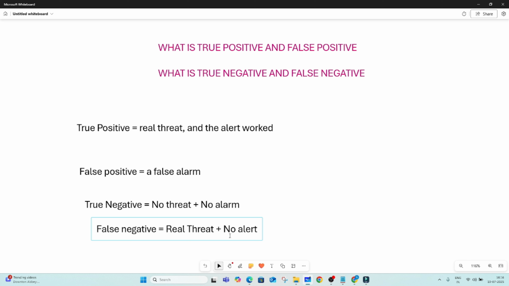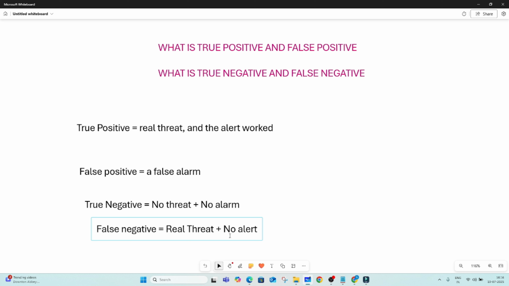So that's it guys. Your alert can be right or wrong, just like your camera. In cyber security, we try to reduce false positives so we don't waste time, and avoid false negatives so we don't miss real attacks. In my next video, I'll show you a real attack example where this actually happens inside a SOC, and mostly I'll post the cyber kill chain also.